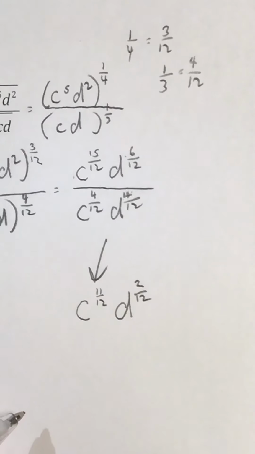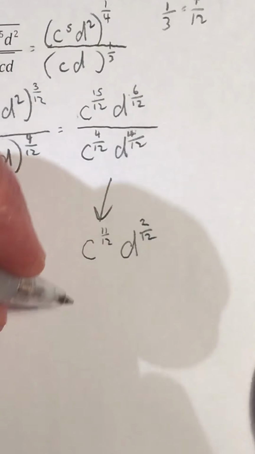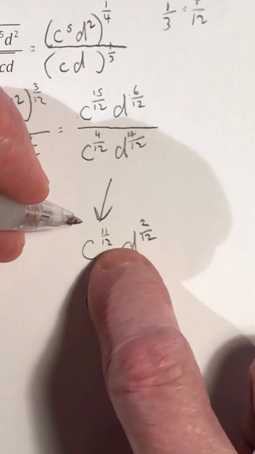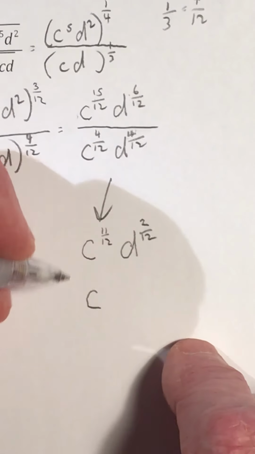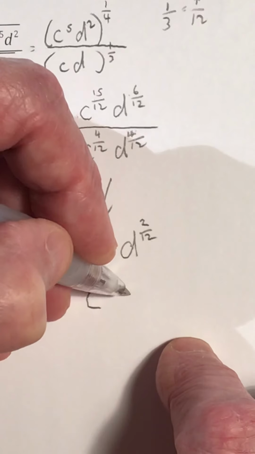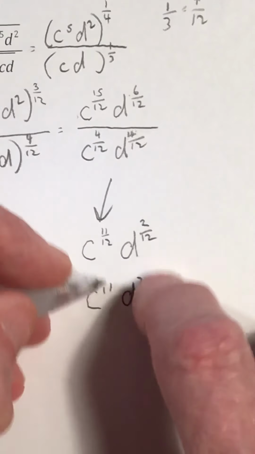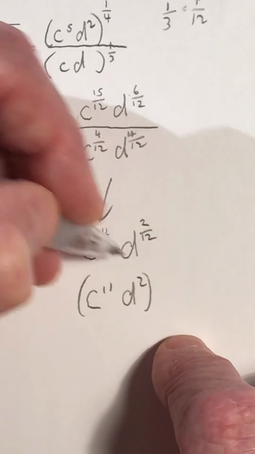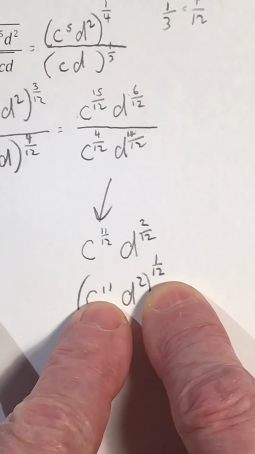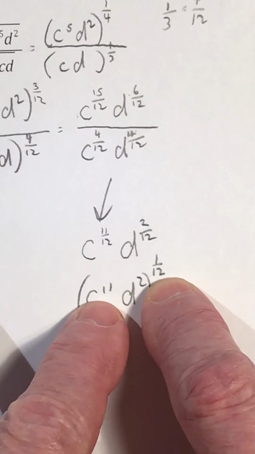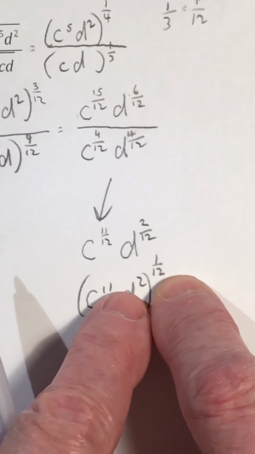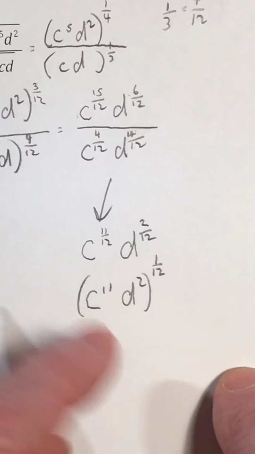Okay, and now another leap of faith. I'm going to rewrite this. I'm sort of going to factor out the 1/12 again. I'm going to rewrite this C to the 11th, D to the 2nd. See, I used the numerators 11 and 2. And out here, I write the 1/12. Because remember, for the power of a power, we would multiply the powers, and 11 times 1/12 would make the 11/12, and 2 times 1/12 would make the 2/12.